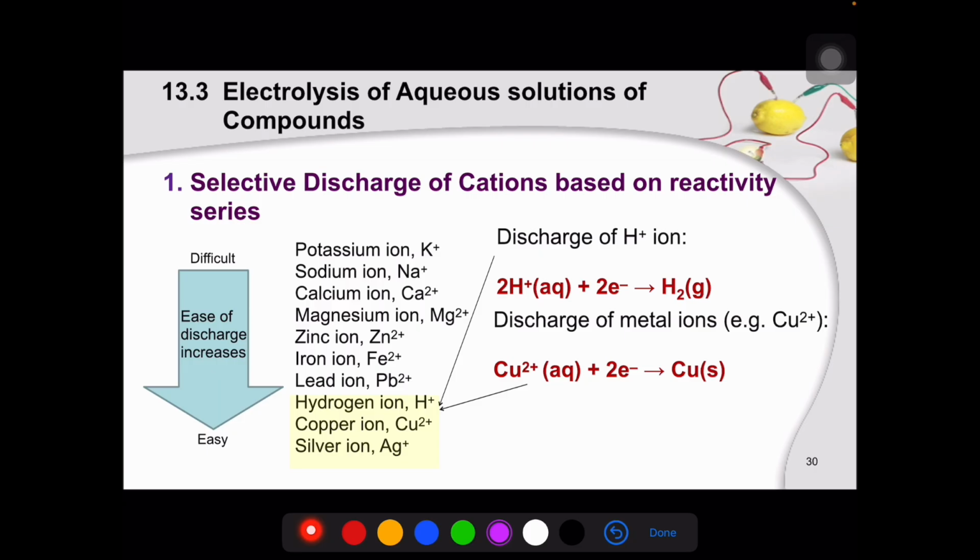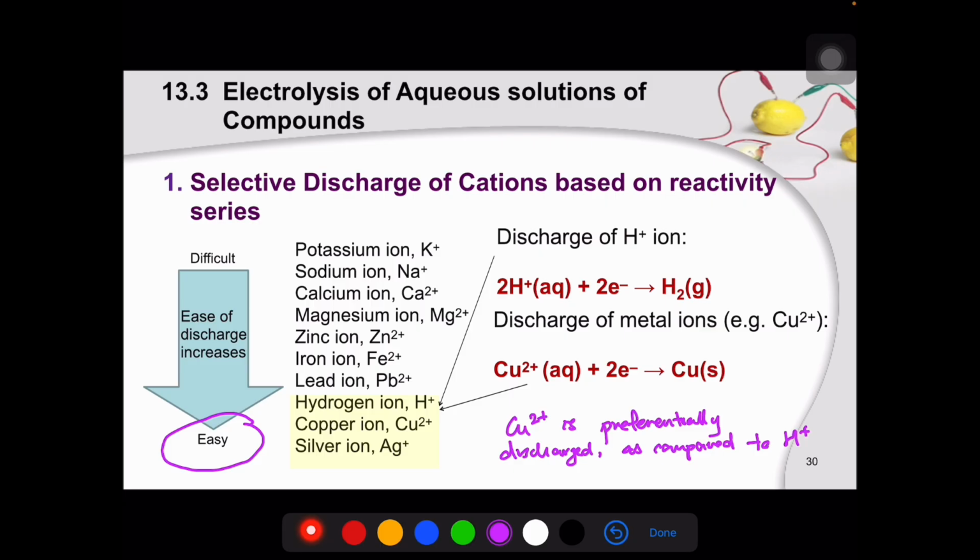Now, when you look at this entire series, you will know that the one at the bottom of the series is more easily discharged. So based on this, what we can conclude is that Cu2+ is preferentially discharged as compared to H+. This means that if there is both H+ and Cu2+ present, the Cu2+ will go and react first. The reason is that over at the bottom here, these are the least stable.